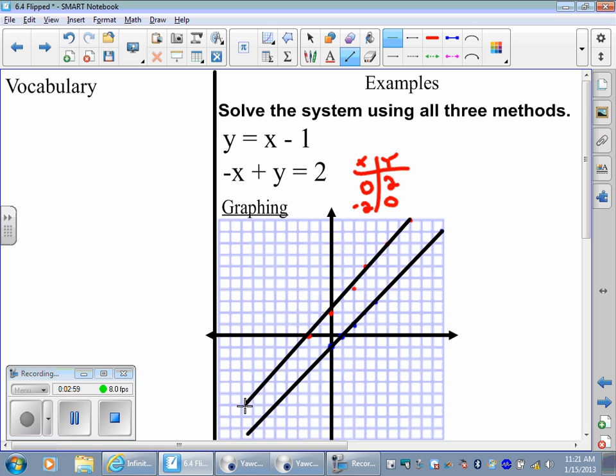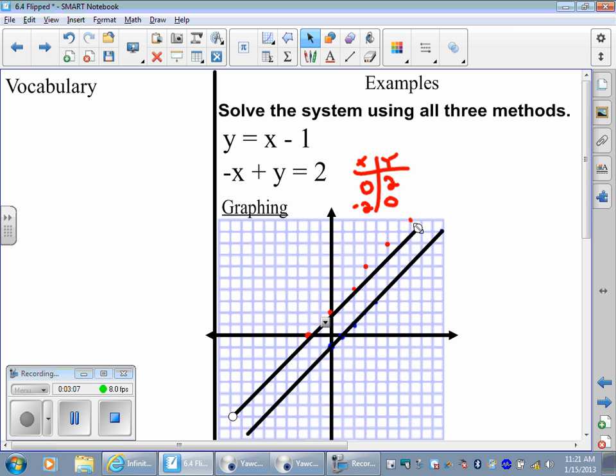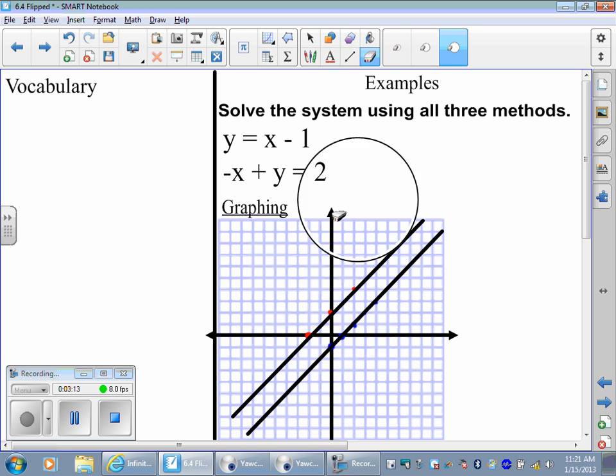And it turns out that I am looking for... Oops, I got off there a little bit. Let me correct that. It should have been right there. Now, you've got to be careful when you're graphing. Even your teacher has to be careful when you're graphing.